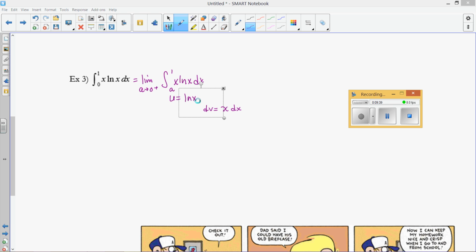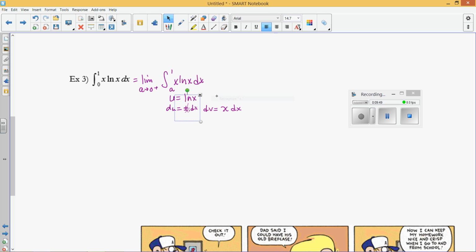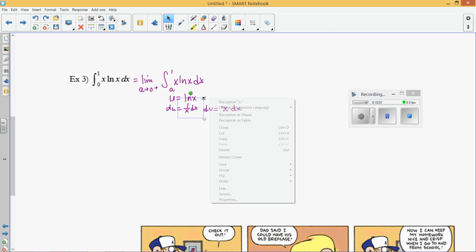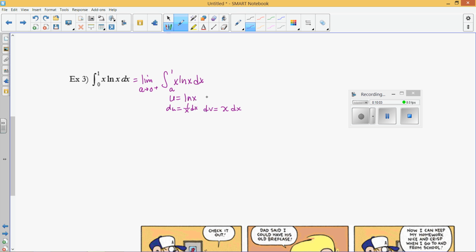All right, so u is ln x, dv is x dx, so now I need to find du. The derivative of ln x is 1 over x dx. And find v. Nope, that's not what I wanted you to do. Let me try this one more time. Find v. Nope, still doesn't work. V, haha! The antiderivative of x is 1 half x squared.